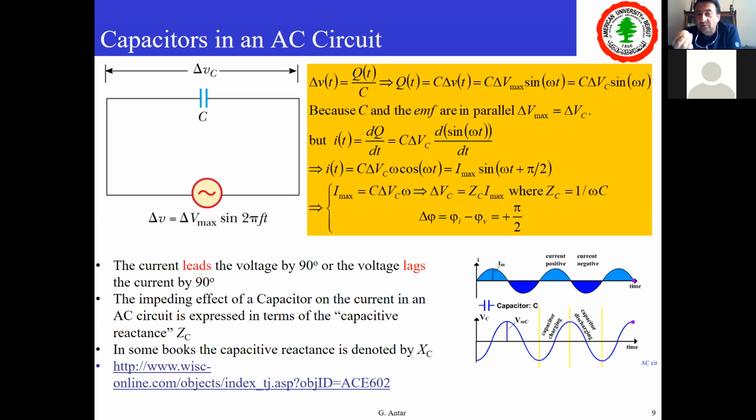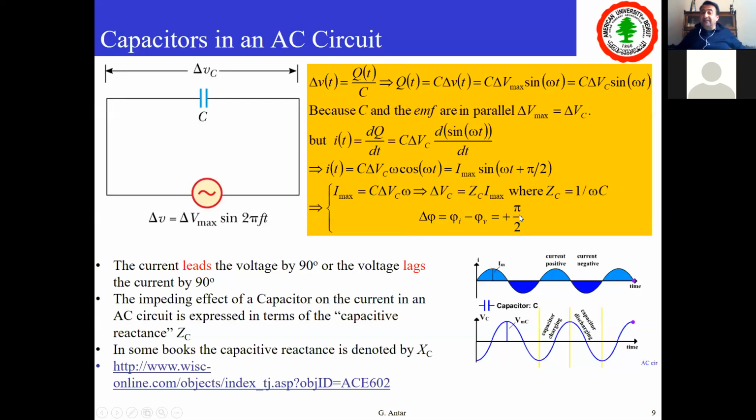Consequently, I of t is equal to C delta V in the capacitor, C d over dt of sine of omega t. The derivative of sine of omega t gives me omega cosine of omega t. So now I have C delta VC omega, and this is my current I max. I'm going to rewrite cosine of omega t as sine of omega t plus pi over 2. Consequently, I have the amplitude I max equal to C delta VC omega, and a phase difference between the current and the potential equal to plus pi over 2.